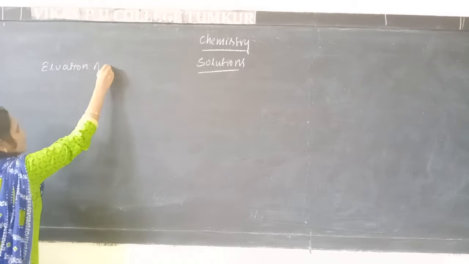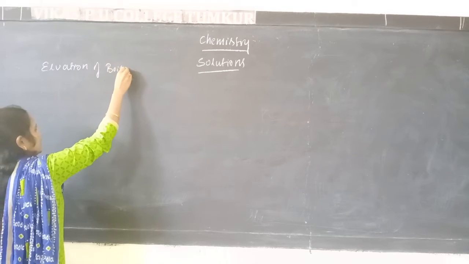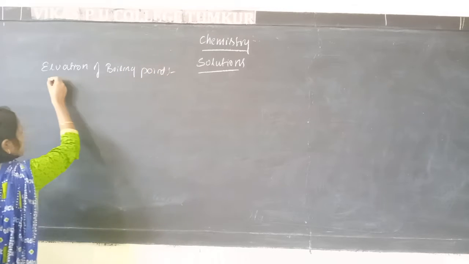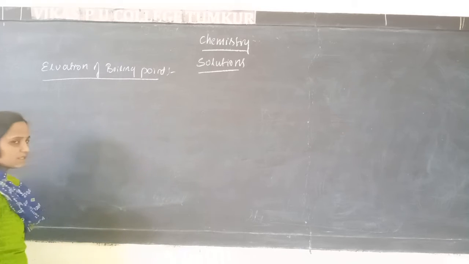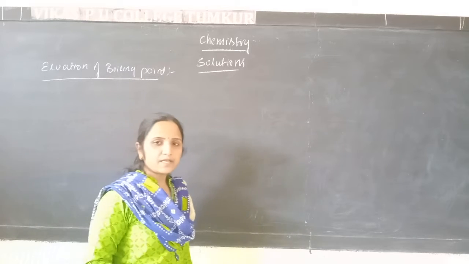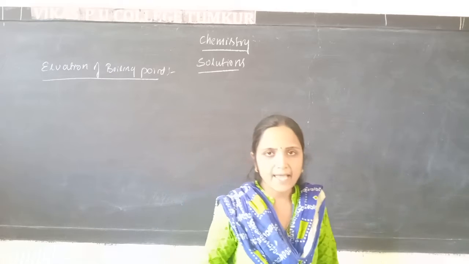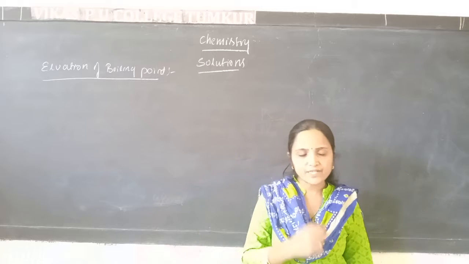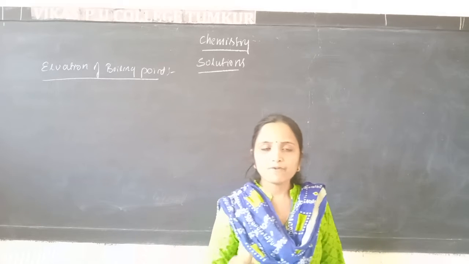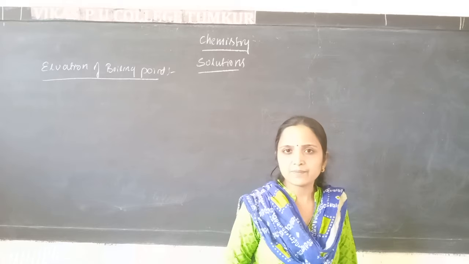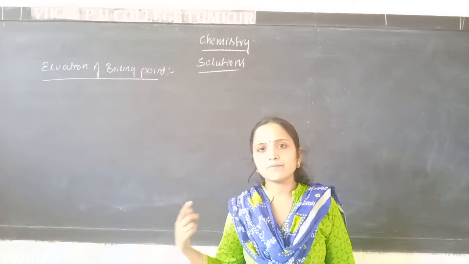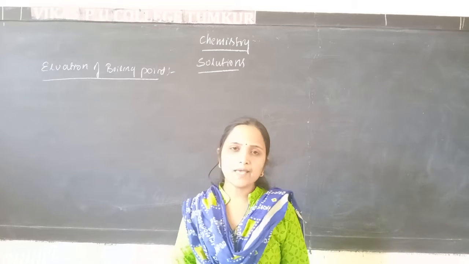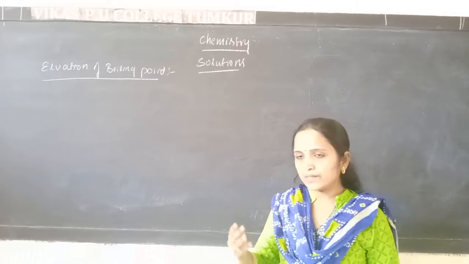Elevation of boiling point. First, what do we mean by the boiling point of a liquid? The boiling point of a liquid can be defined as the temperature at which the vapor pressure of the liquid becomes equal to the atmospheric pressure. That we call the boiling point of a liquid.